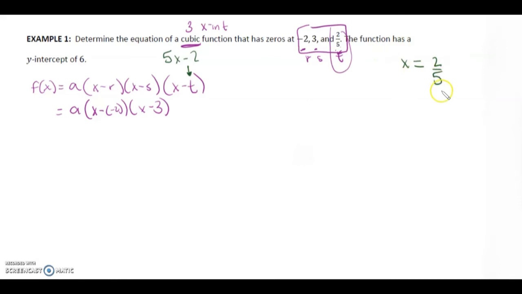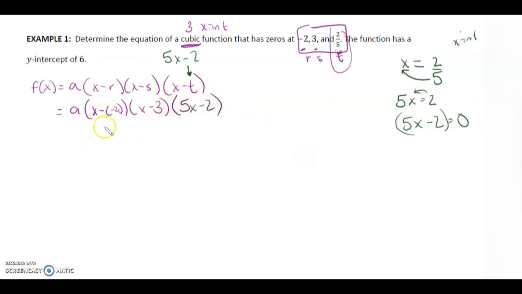We can say x equals 2 over 5 because that's actually the x-intercept, straight from the question. Now, I would cross multiply the 5 up, and we would get 5x equals 2. Then I would bring the 2 over, and I would get 5x minus 2 equals 0. This would actually be the last factor, 5x minus 2, because when we have the factors and we branch them off with those arrows, we set that equal to 0. So now we're just doing it backwards.